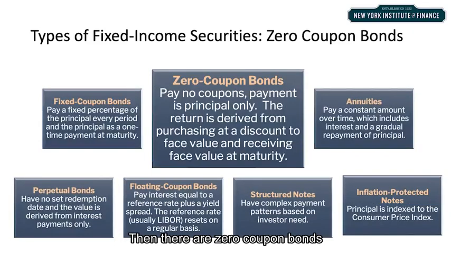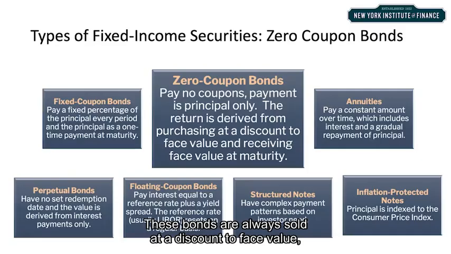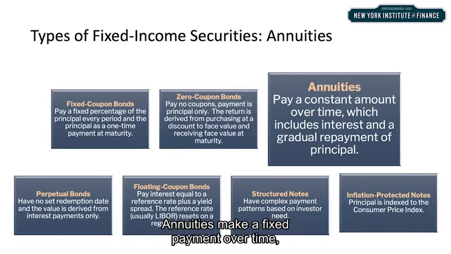These are called bullet bonds. Then there are zero coupon bonds which make no coupon payments, so basically you're getting all of your value with a single payment of face value at maturity. These bonds are always sold at a discount to face value because you're receiving that face value at some future date.